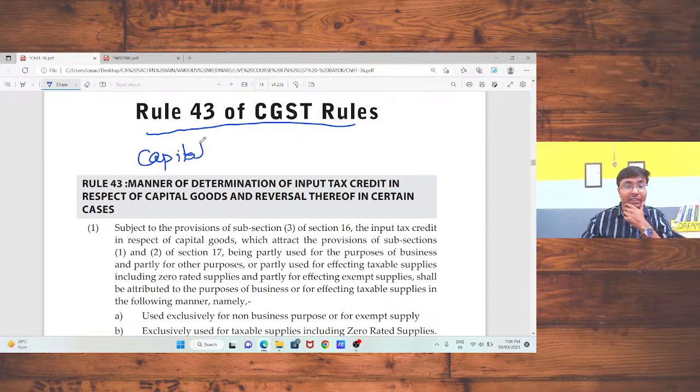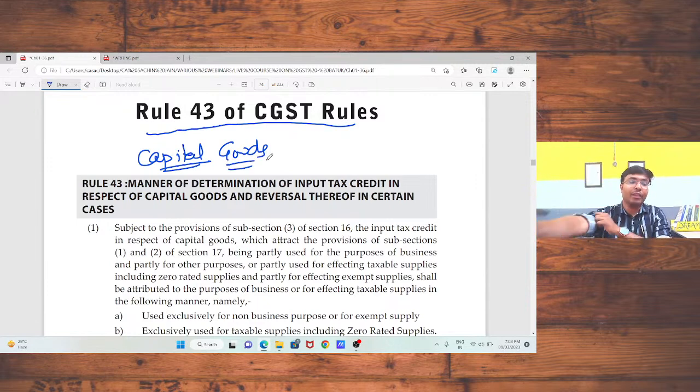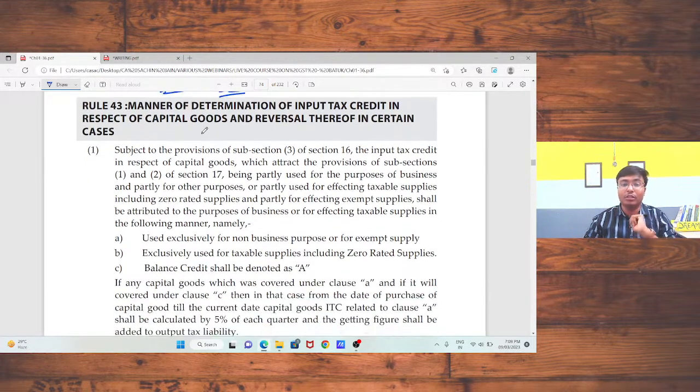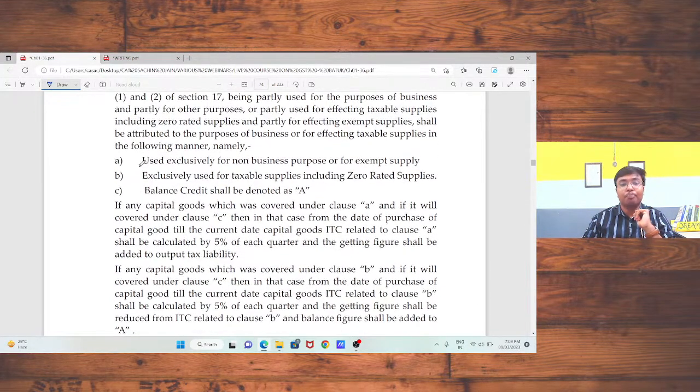Rule number 43 is exclusively related to capital goods. There are 13 participants and I got a reply from 2 participants only. So, capital goods. Sir, rule 43 is applicable only in case of capital goods. Sir, what does the rule say? So, rule number 43 says about capital goods which are exclusively used for non-business purposes.